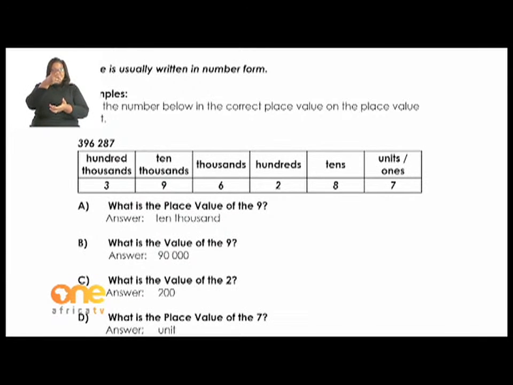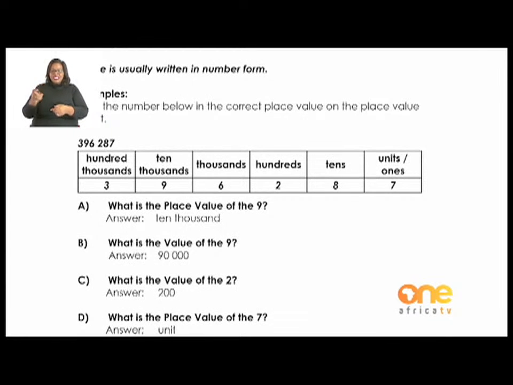10,000. Now let's try. What is the value of the 9? Here we see they just ask for value. We don't see the word place. We just see the word value. So here they want to know how much is that 9 worth? And we get it from the place value. We know the place value is 10,000. We take the 10,000, we multiply it with the 9, and the value is 90,000.